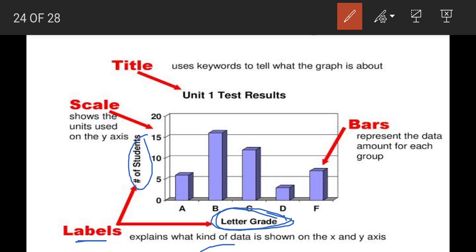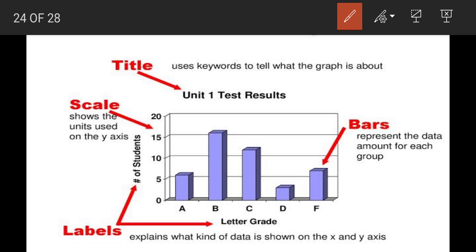For that we use the scale. In the y-axis we have used the scale, which represents the unit we have selected. Unit means here we have taken 0, 5, 10, 15, so the gap is 5. So we can say that 1 unit equals 5 students.